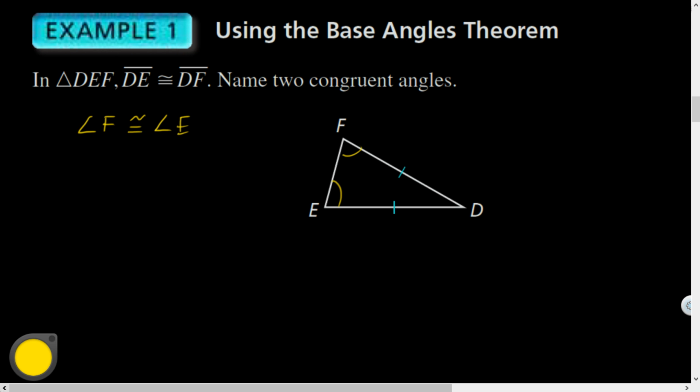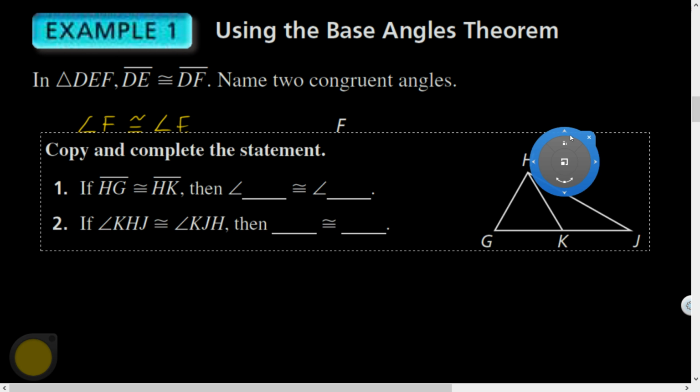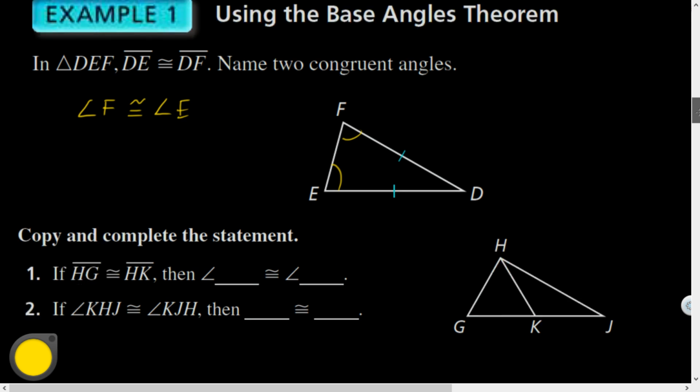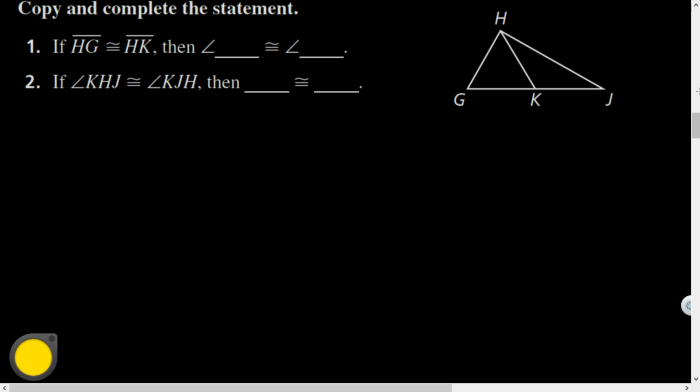All right. Okay, so does that make sense? That just makes good sense, friends. Ooh, how about these ones? I think I gave you guys a copy of this one. Yeah? How about this? If HG is congruent to HK, what are two angles that are congruent?